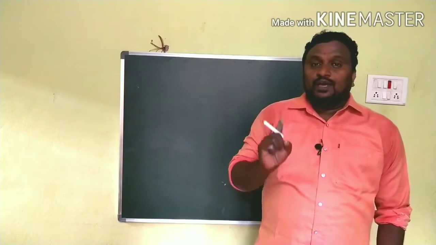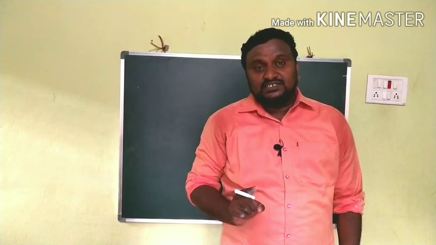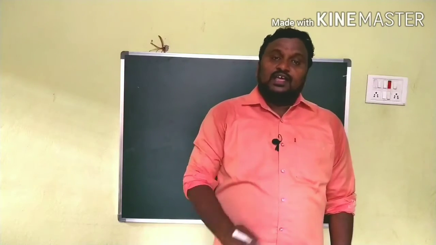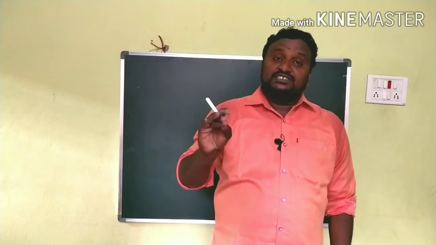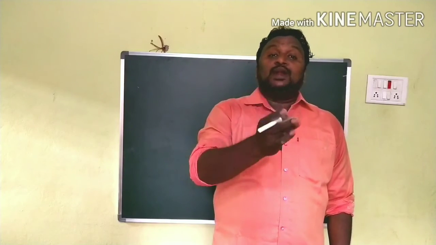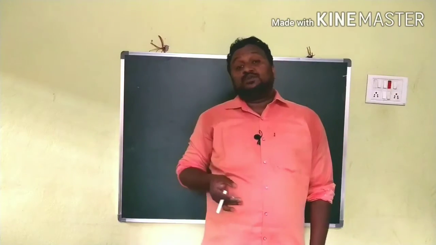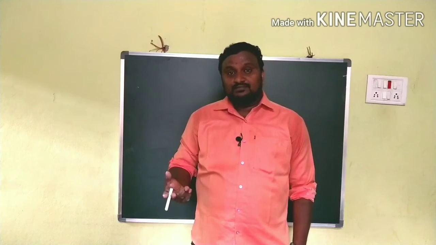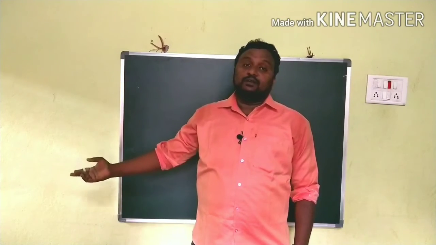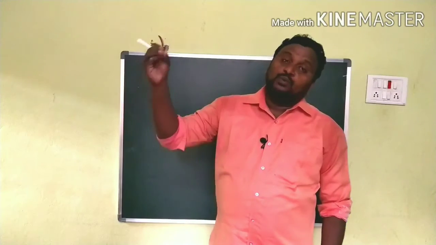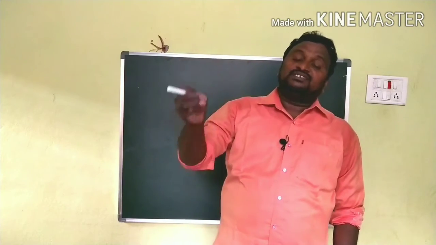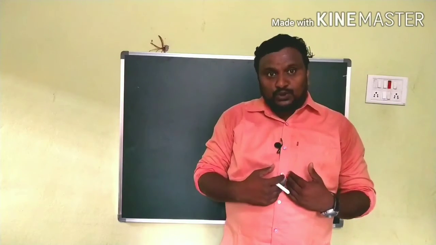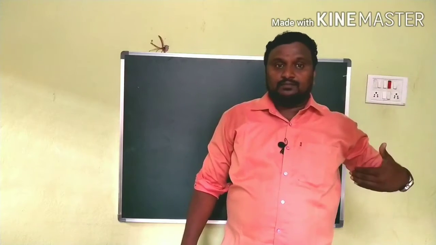The first thing is what? If a ray is parallel to the principal axis, that should pass through the focus after reflection. First rule. Second is what? If the ray passes through the focus, after reflection it should be parallel to the principal axis. And third one is what? If the ray passes through the center of curvature, then after reflection, again it should pass through the center of curvature. And fourth one is what? With whatever angle a ray is incident to the pole, with the same angle the ray should be reflected back. So by using these four rules, we draw ray diagrams for concave mirror.